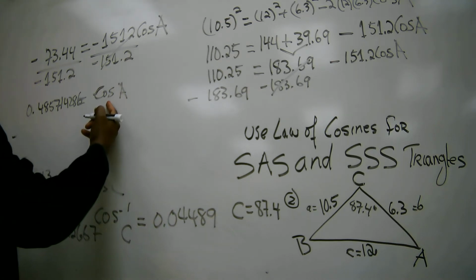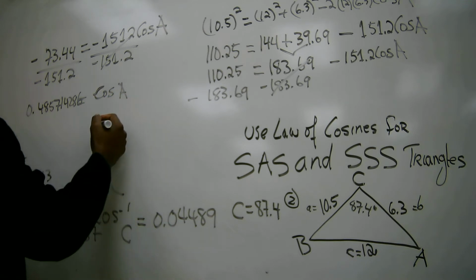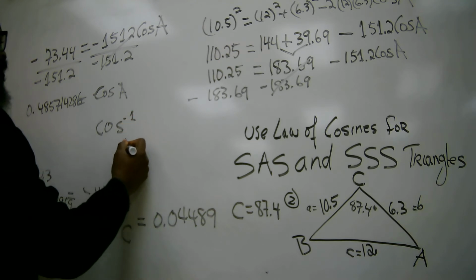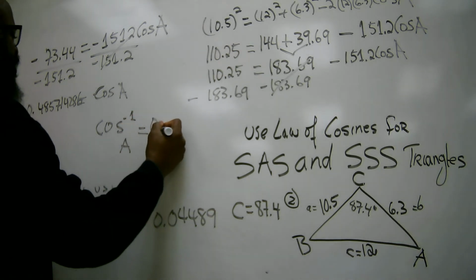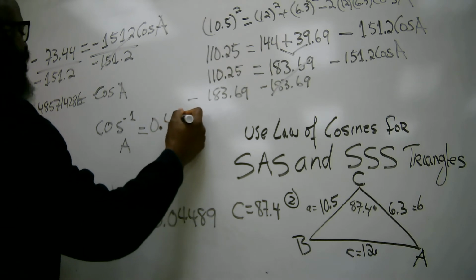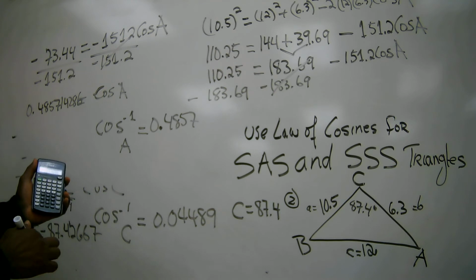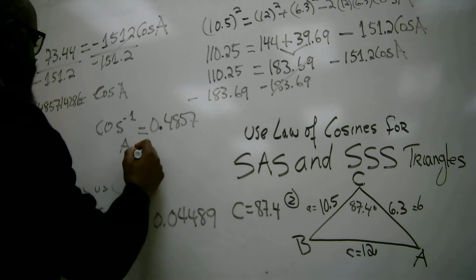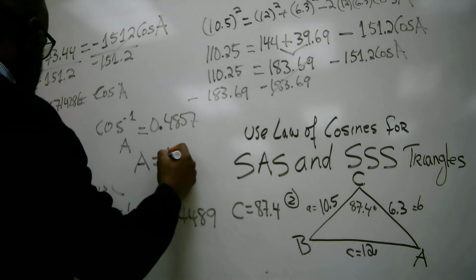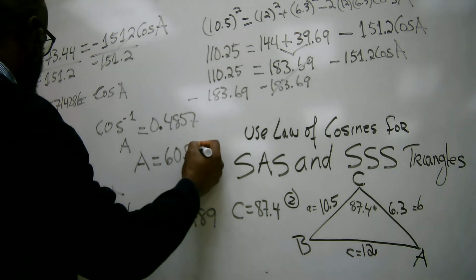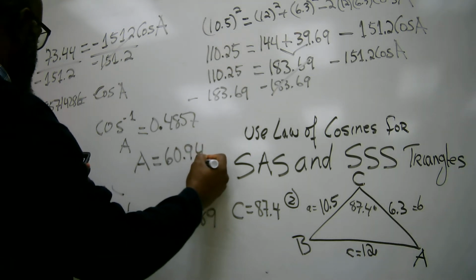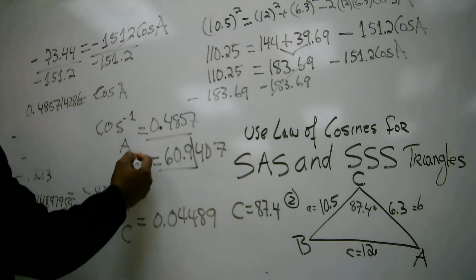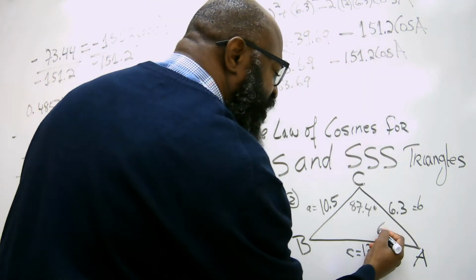Then I'm going to change that to inverse cosine. I'm going to press shift cosine on my calculator, and it's going to change to that. Then you enter this same number, 0.4857. This number is already in the calculator. Then that's where I press shift cosine. It will tell me how many degrees that is. In this case, it tells me angle A is 60.9407. I'm going to round that to the nearest tenth. Then angle A is 60.9.